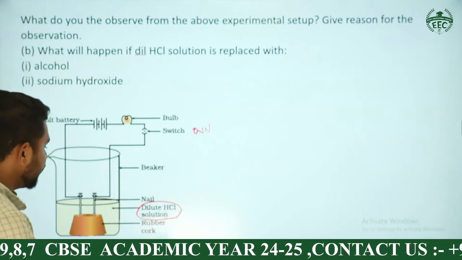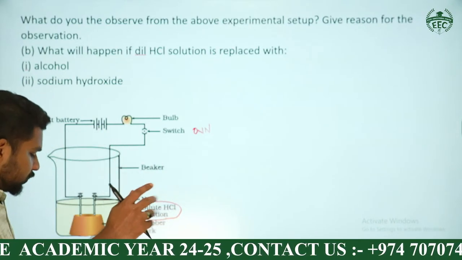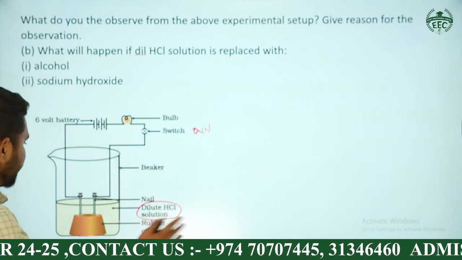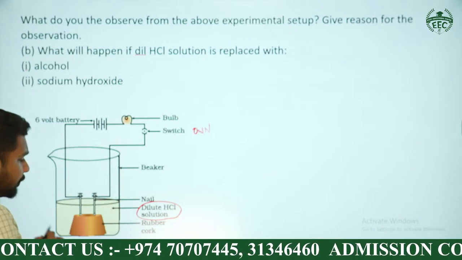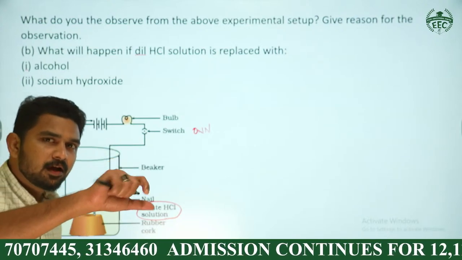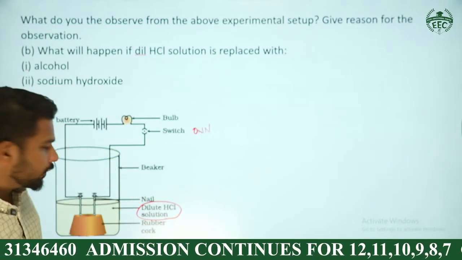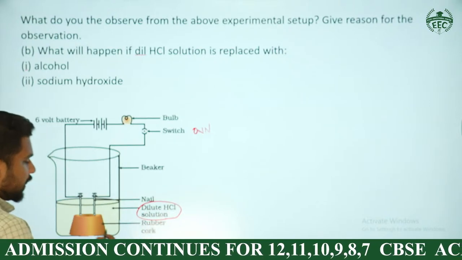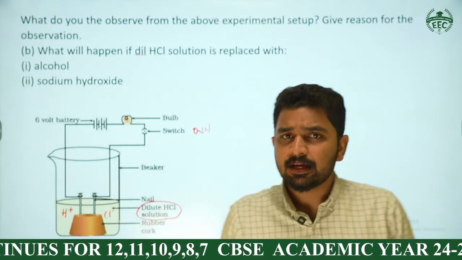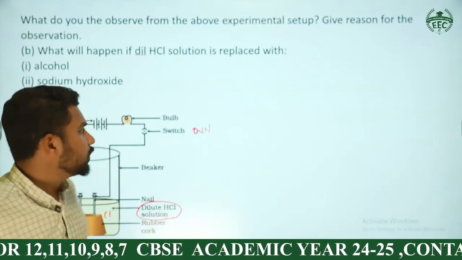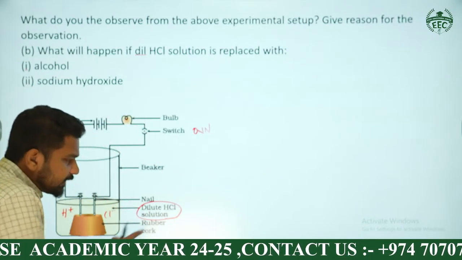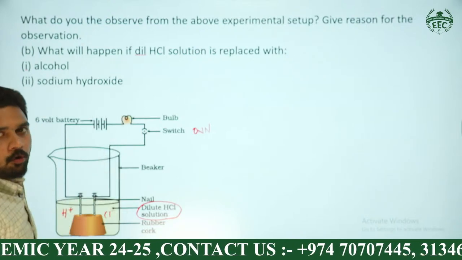Okay, that much simple. So the students who are having doubts in this question, please listen here. If you are taking dilute HCl solution, diluted means there will be water, right? Since it is diluted HCl, it will have H+ ions and Cl- ions. What do you think? Will this bulb glow? Yes, it will definitely glow. If the solution is HCl, the bulb will definitely glow.